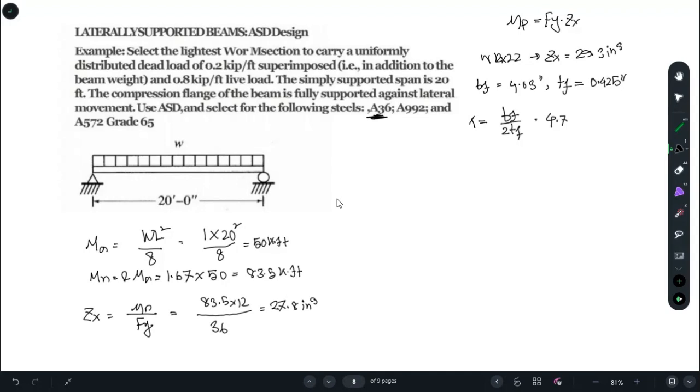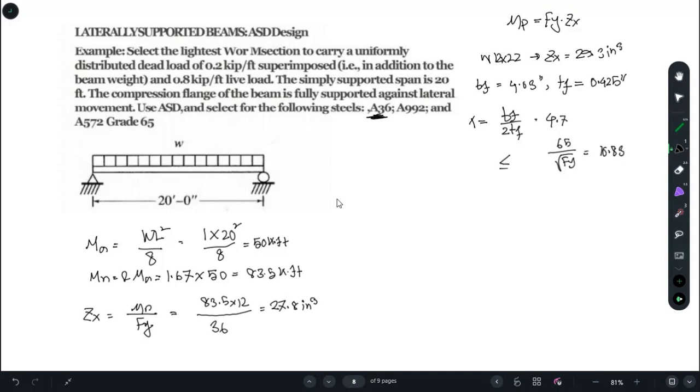So this value has to be less than or equal to 65 over root Fy, and this generates 10.83. We assumed that we are designing a section that is compact, or that will reach the plastic limit, and the moment we will get is the plastic moment. So our assumption was okay.